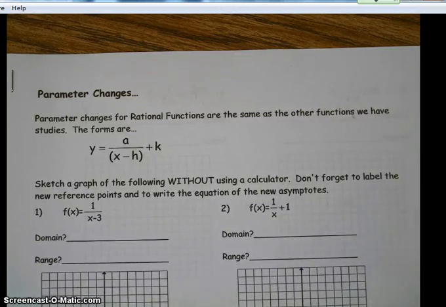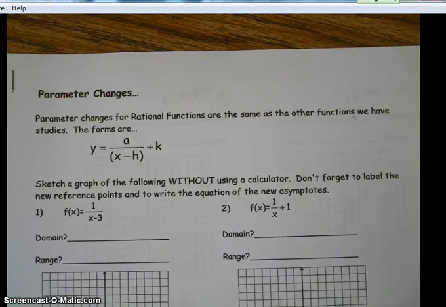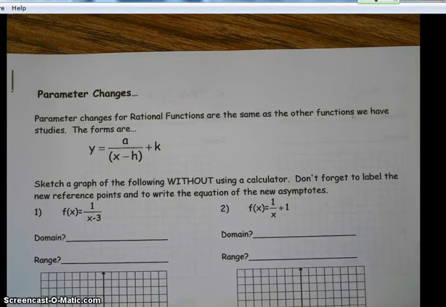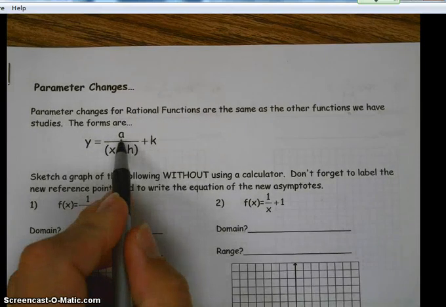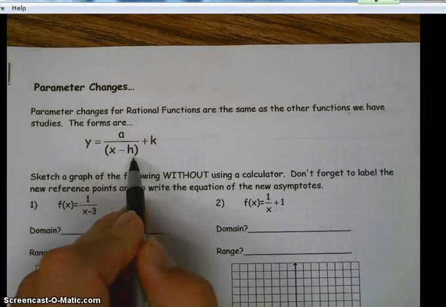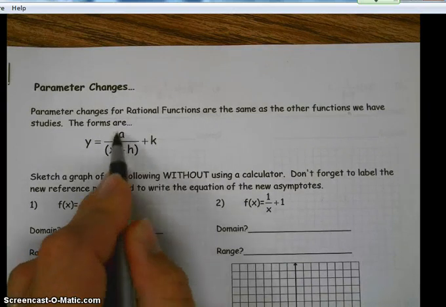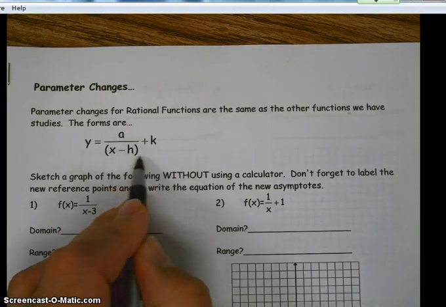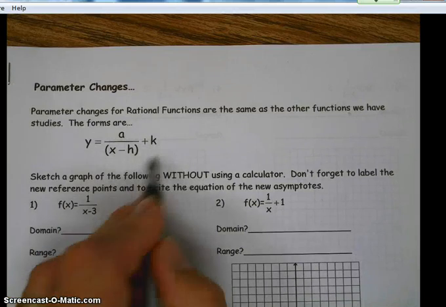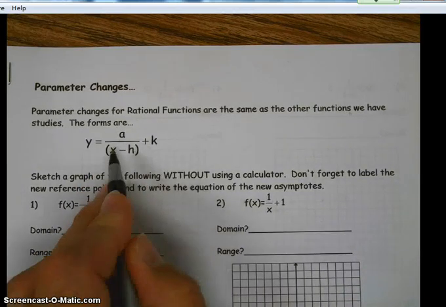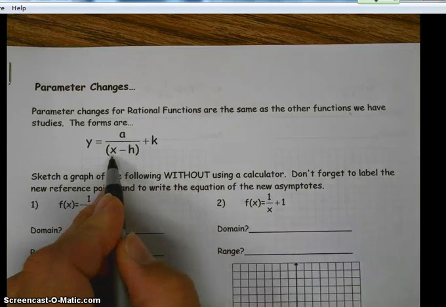Okay, guys, we're going to go ahead and look at parameter changes for rational functions. Now, we've been studying parameter changes all year long. So remember, the A value, what does it do to the graph? The H value, the K value. We're going to be looking at all three of these again as it relates to the rational function. Remember, what makes this a rational function is the x in the denominator.